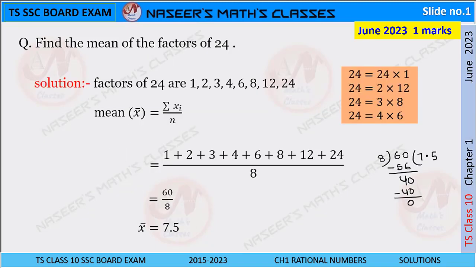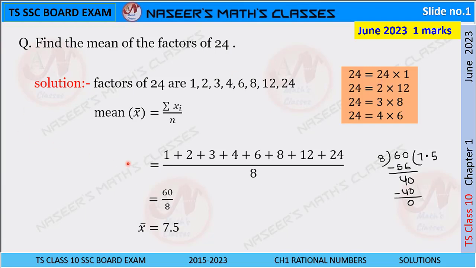Now we are going to solve the next problem. Find the mean of factors of 24. This is for 1 mark, June 2023. So the factors of 24 are found as: 24 is equal to 24 times 1, 24 is also written as 2 times 12, 24 is written as 3 times 8, and 24 is written as 4 times 6. Then the factors of 24 are 1, 2, 3, 4, 6, 8, 12 and 24.